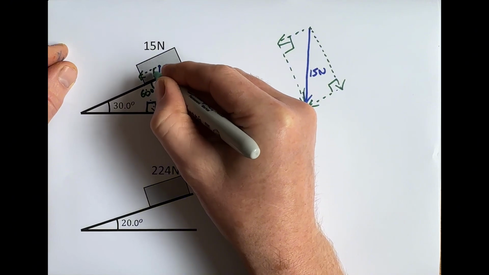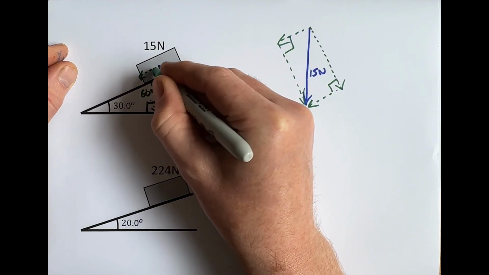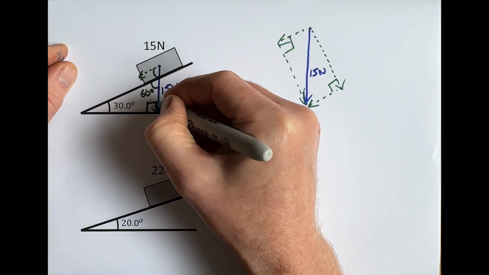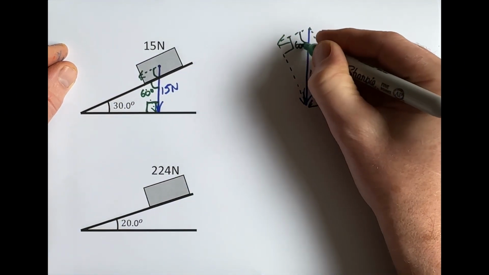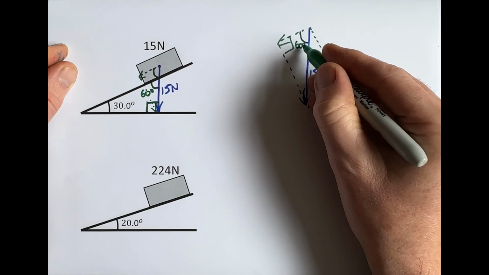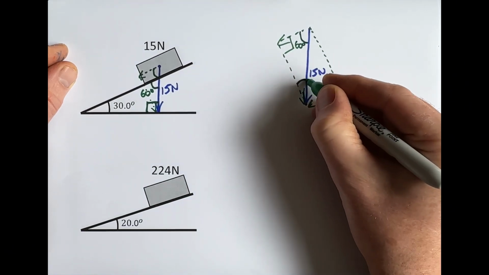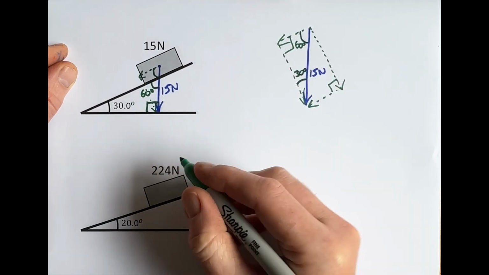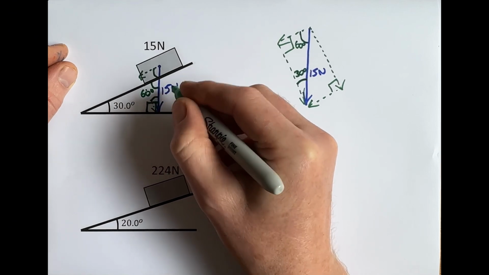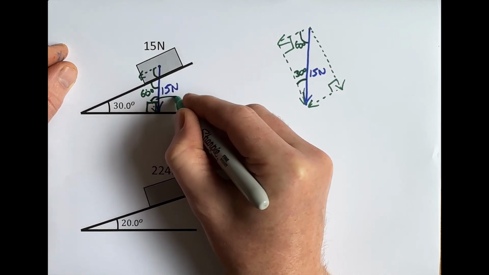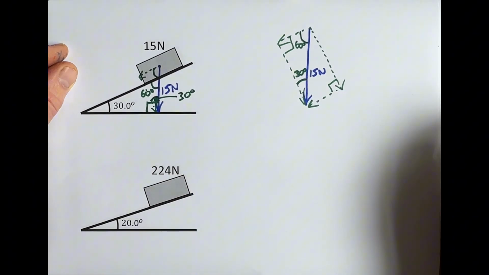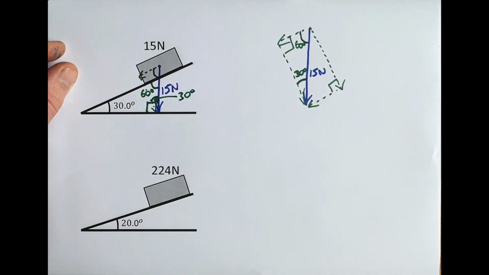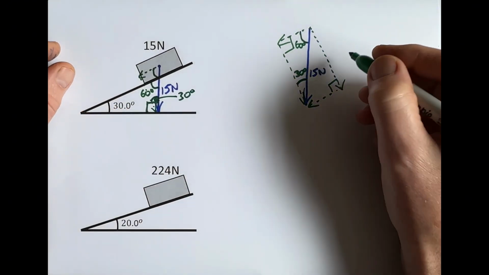That angle there must be the same, because this is along the slope and this is the weight. So we know this angle here is 60 degrees. And if that's 60 and that's 90, this angle here must be 30 degrees. So that angle there must be 30 degrees.